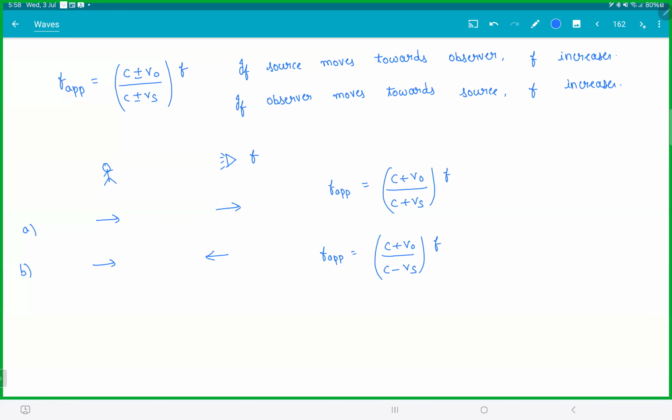Is this logic making sense? So this way, if you think like this, there's no confusion when to use plus and when to use minus. So you're being a little more intuitive. It's not a concept as such. What about this guy?